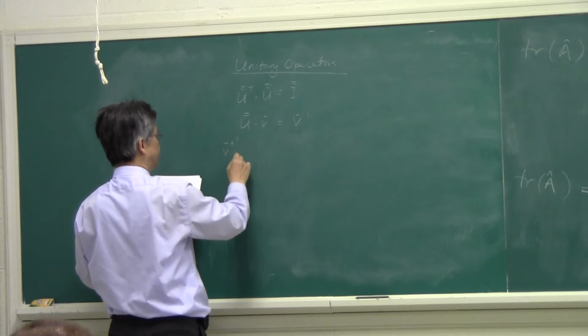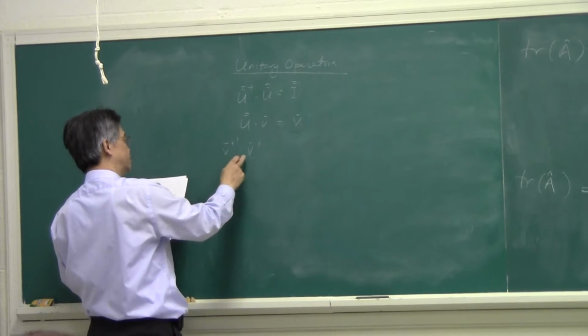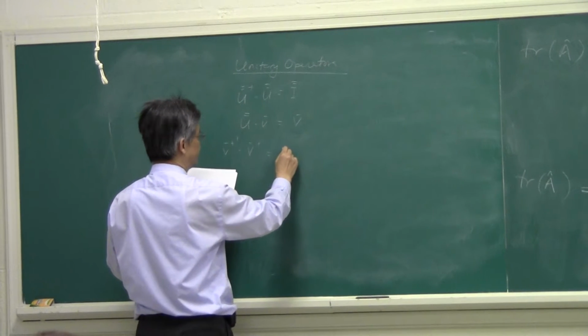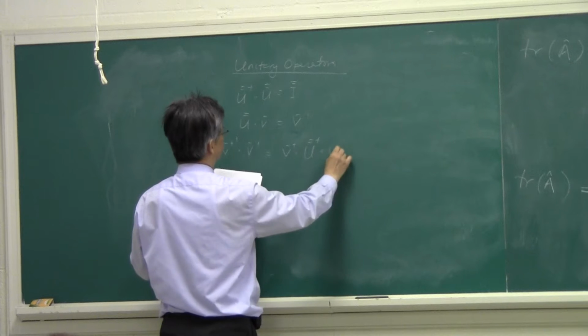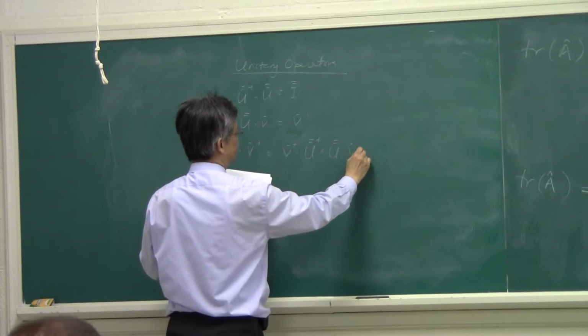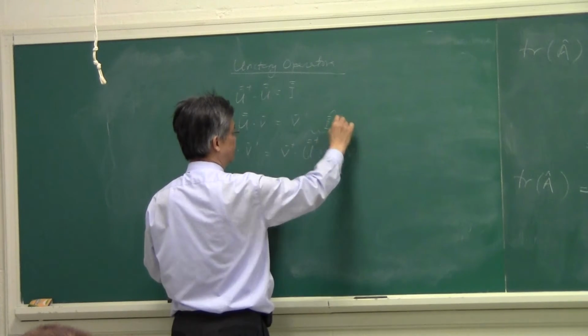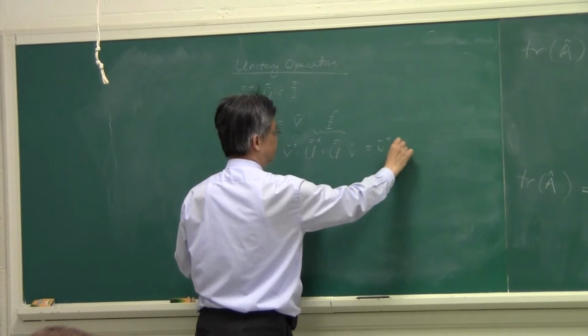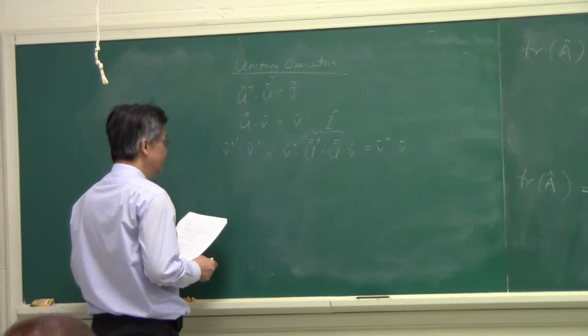If I were to find the length of this vector in a new space by finding its conjugate transpose dot v, it is just equal to v conjugate transpose dot u conjugate transpose dot u dot v. And by the definition of the unitary operator, this piece is I, and then this is the v. This is one good property.